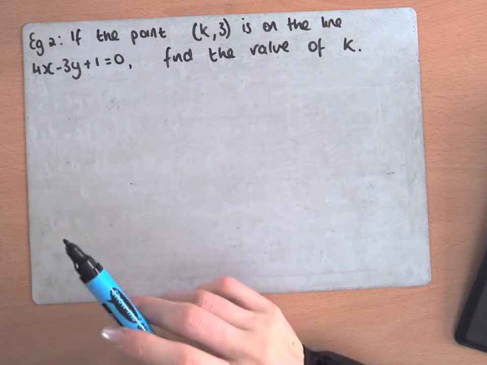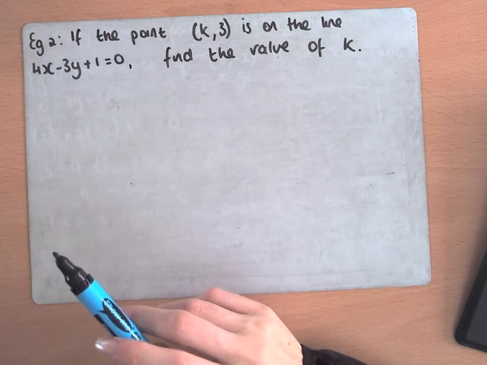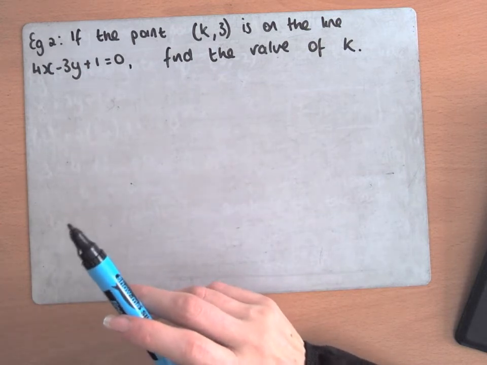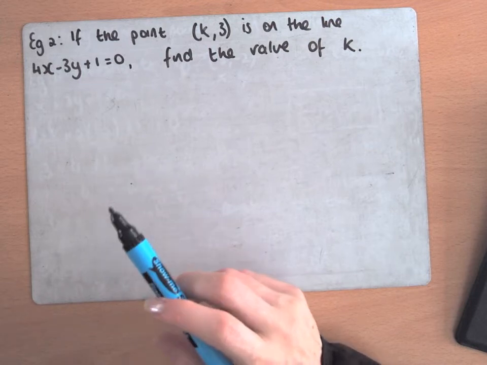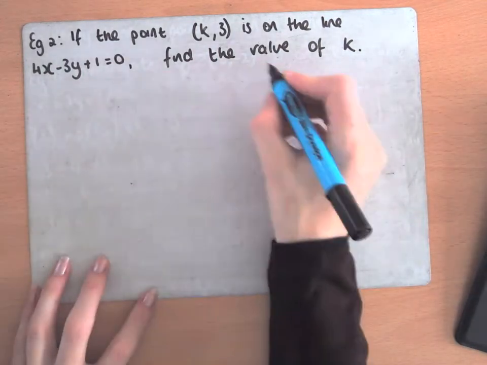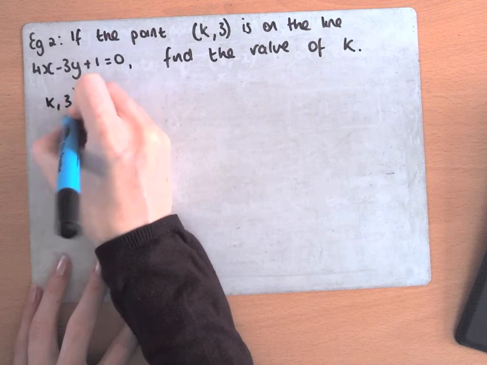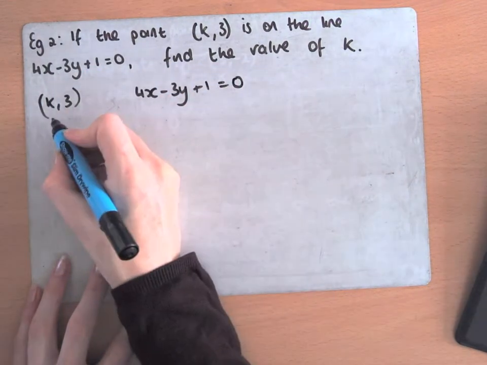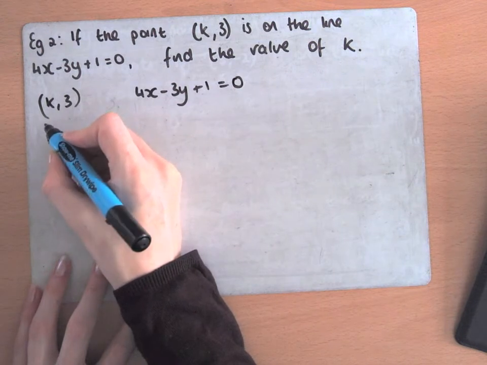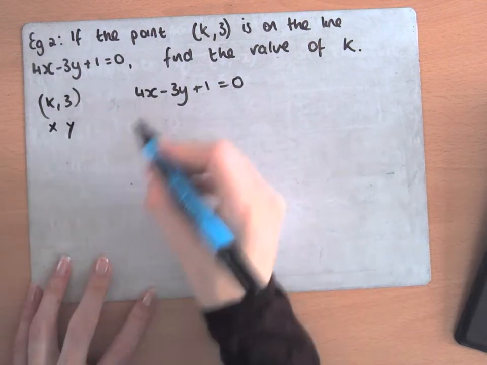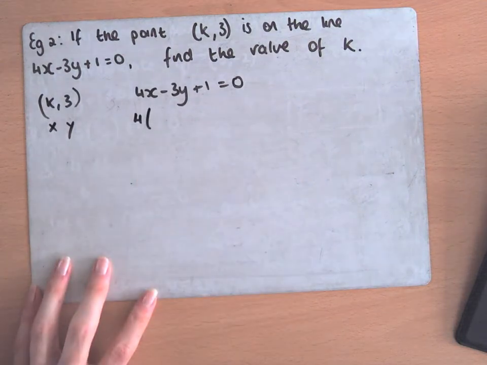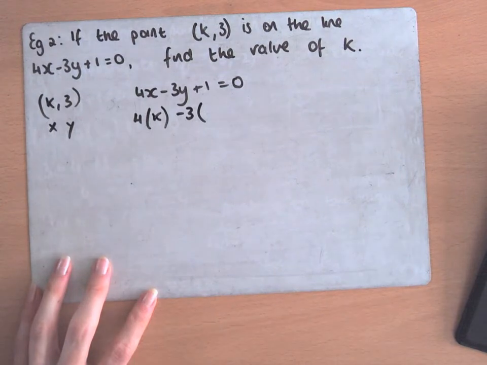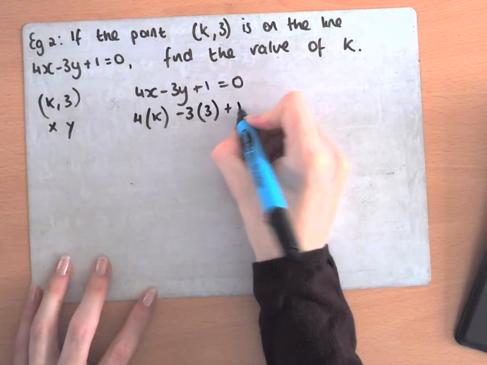What do you think we're going to do here? Fill it in. They're telling me this time the point is on the line. So fill it in. Okay, same thing. So I have k, 3 and I have 4x minus 3y plus 1 equals 0. I need to label this. How do I label it? X and y. So 4 times k, brilliant, minus 3 times 3. Plus 1 equals 0.